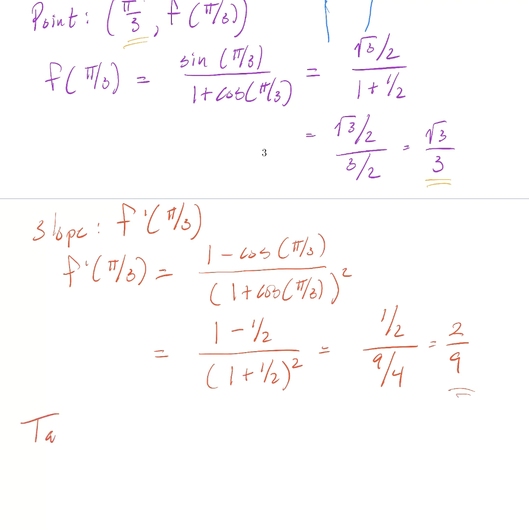And so we can put the point and the slope together, and the tangent line looks like y minus the y coordinate of the point, which we decided was root 3 over 3, equals the slope, which we just decided was 2/9, times x minus the x coordinate of the point, which is pi over 3. All right, there are the solutions to section 2.5.